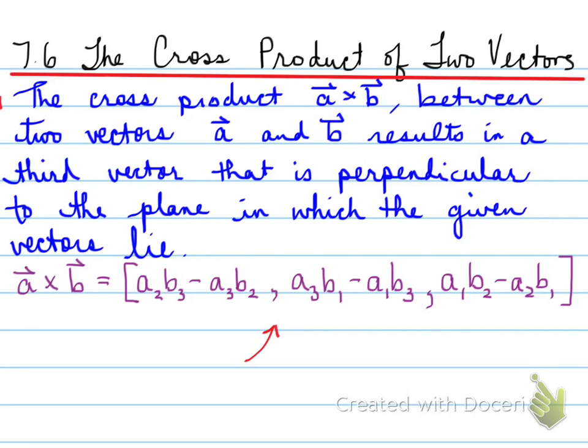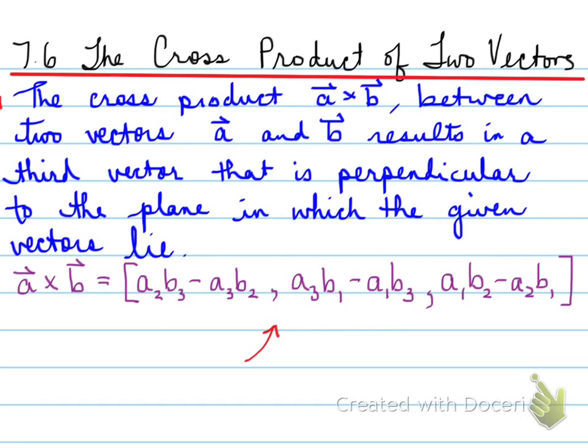Now this can be very complicated, but basically, in order to find the x value, we multiply the y and z values of the corresponding vectors and subtract them. To find the y value, we multiply the x and z values and subtract them, and to find the z value, we multiply the x and y values and subtract them.